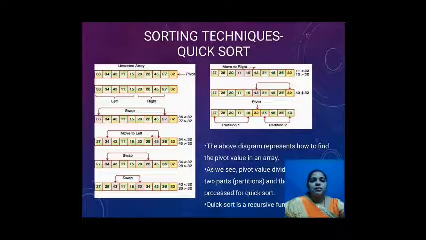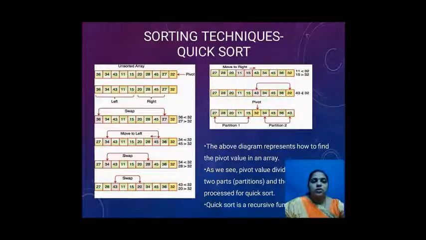Next, the second element from the left side, 34, and the second element from the right side, 45, are compared with the pivot value 32. 34 is less than 32 is false, 34 is greater than 32, and 45 is greater than 32. So we swap these two values, 34 and 45. Next, again take 34 and 28 with the pivot value 32.